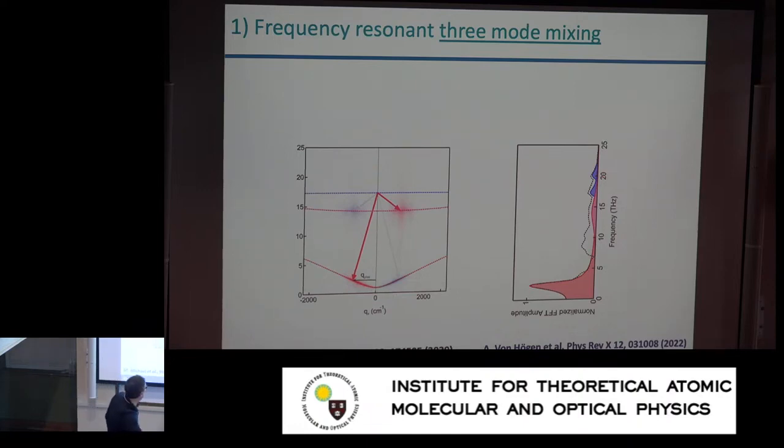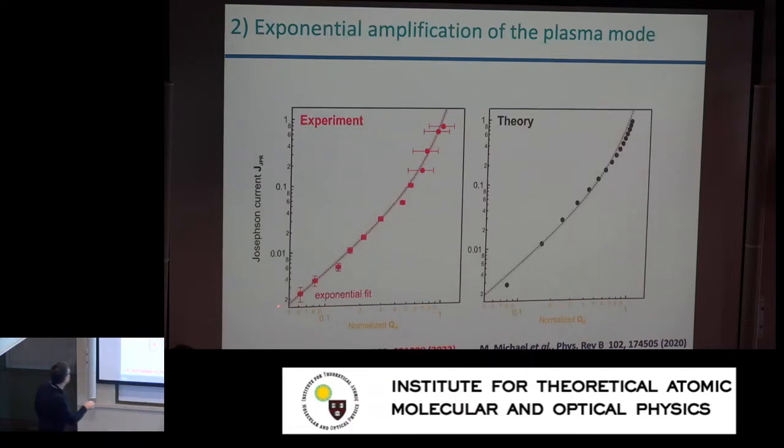And what Alex found, look at this. This is sort of the experiment. If you do everything right with the error bars, it's a very pretty demonstration that you're amplifying these Josephson currents exponentially as a function of the phonon.